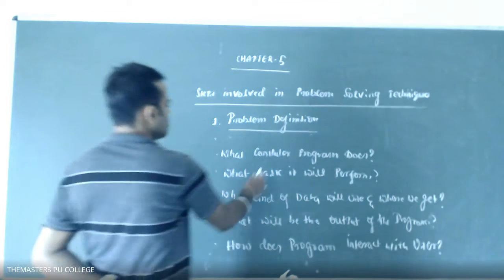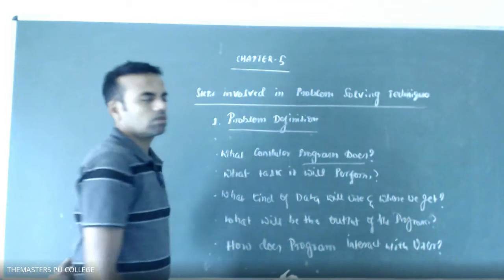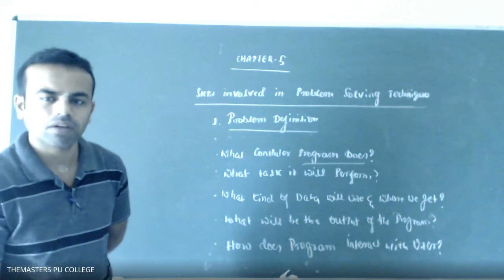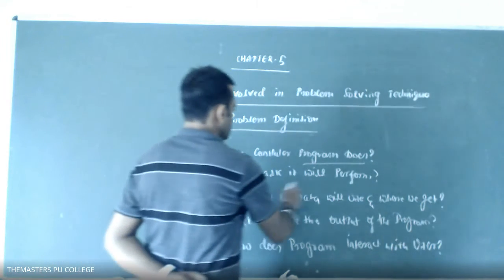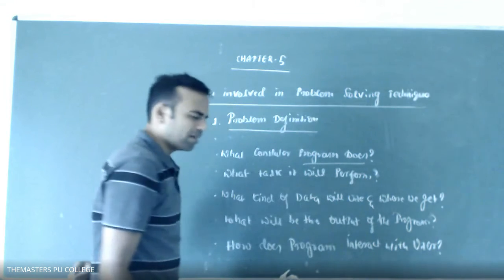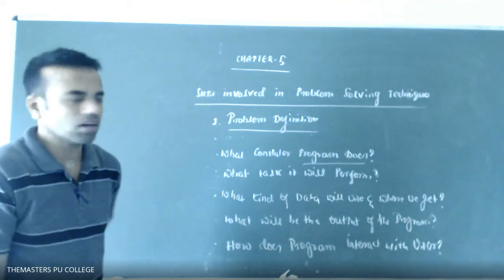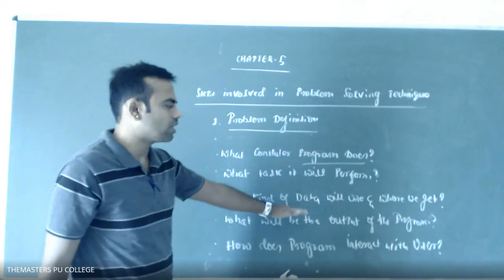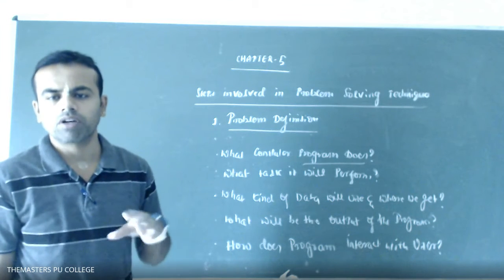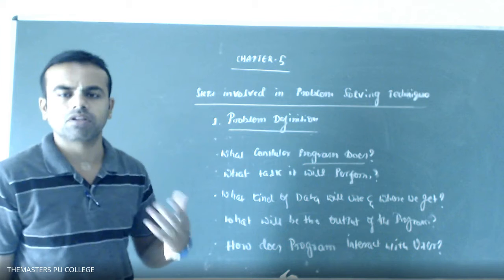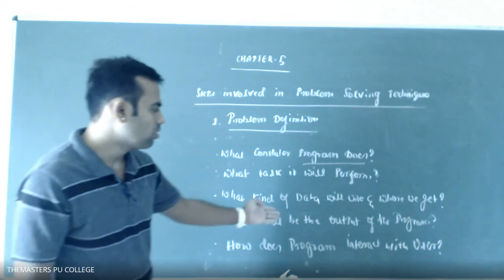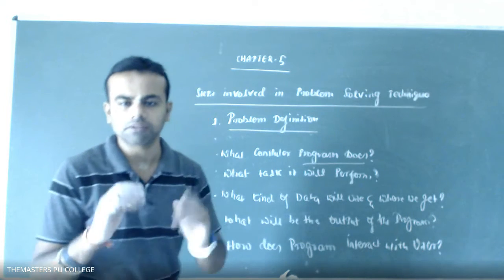Okay, so what does the computer program do? Does it solve our problem or not? And then what task will it perform? ಏನ್ ಕೆಲಸ ಮಾಡುತ್ತೆ ಅನ್ನೋದು ನಮಗೆ ಗೊತ್ತಿರಬೇಕು. Next, what kind of data will it use? It may be an alphabet, or numerical, or a special symbol, or arithmetical operators, logical operators, relational operators. Okay, so we have plenty of operators. So what data will it use and where will you get it?